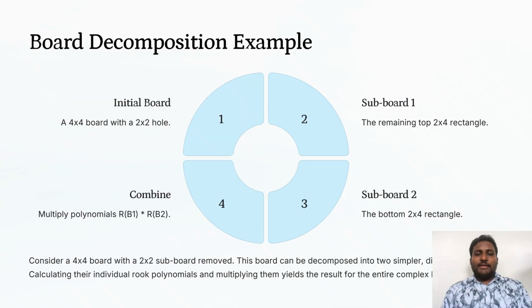The board decomposition example. Initially, the board is 4 into 4 with 2 into 2 holes, and the disjoint subboards, where we are going to retain the top 2 into 4 rectangle as subboard 1, and as the third part we are going to retain subboard 2 as the bottom 2 into 4 rectangle, where we are going to divide the 4 into 4 matrix into 2 into 4 and 2 into 4, top and bottom, where we are going to calculate it separately and combine it to form the complete board calculation. So it makes things easier and moves further easily.